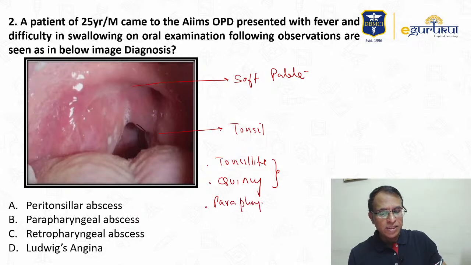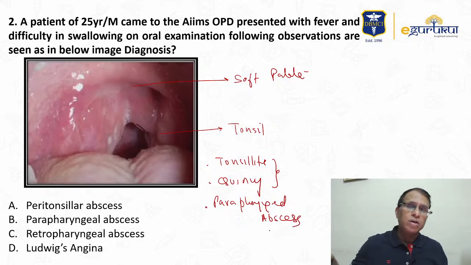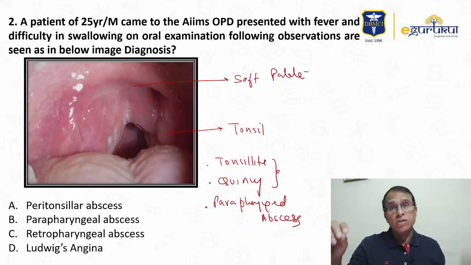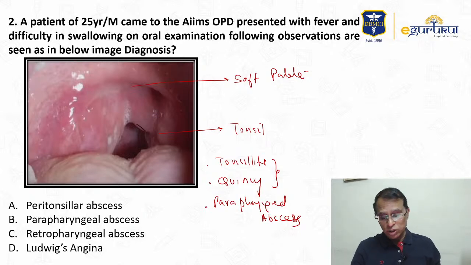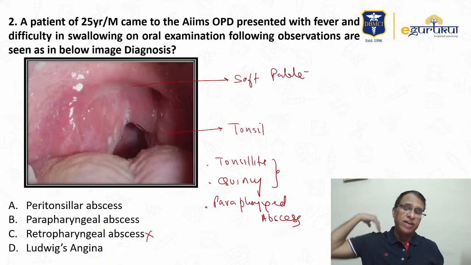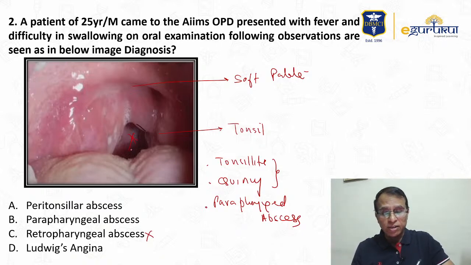Parapharyngeal space abscess may push the tonsil medially, but it will not cause the enlargement and the congestion of the tonsil, because parapharyngeal space abscess is not the disease of the tonsil per se, isn't it? But the rest of the two is not possible. Retropharyngeal space abscess is behind the pharynx. The problem is here, the bulge is here. So this cannot be possible.